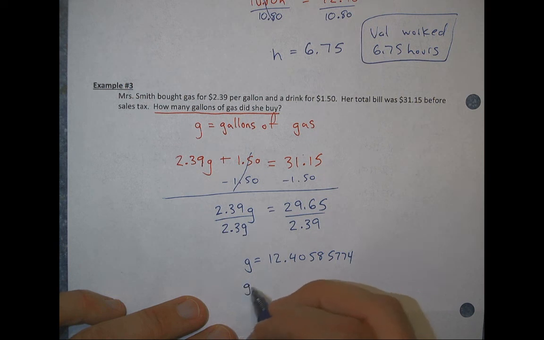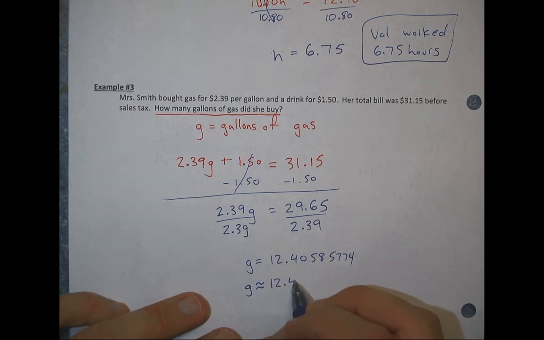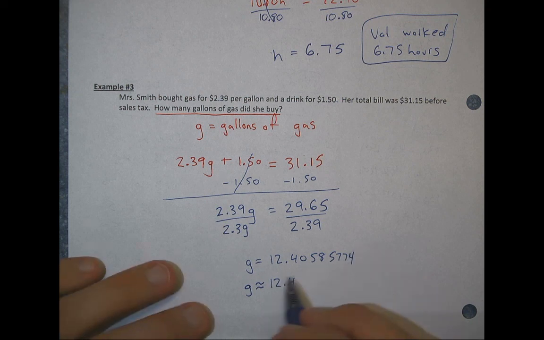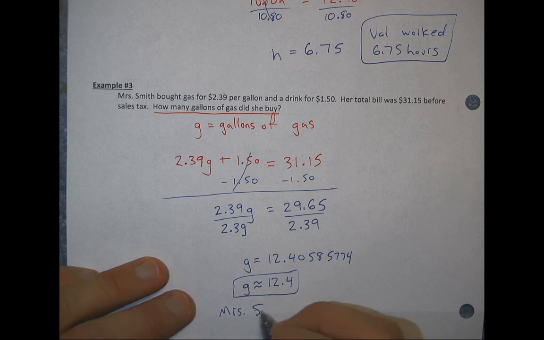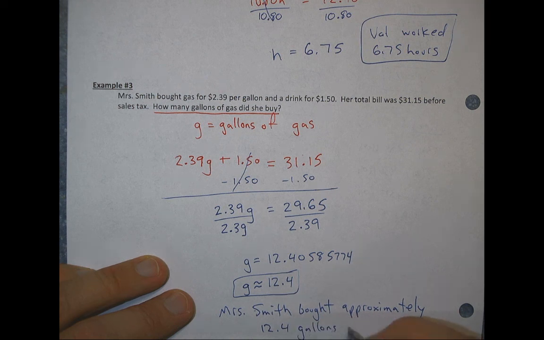So I'm going to put G, and a little squiggle here. What that means is I've rounded. This is not saying it's exactly equal to 12.4, but it's approximately 12.4. If I write equals, I'm telling you it's exactly 12.4, which obviously it's not. So let's write our full sentence. Mrs. Smith bought approximately, and I have to say that because I rounded, 12.4 gallons of gas.